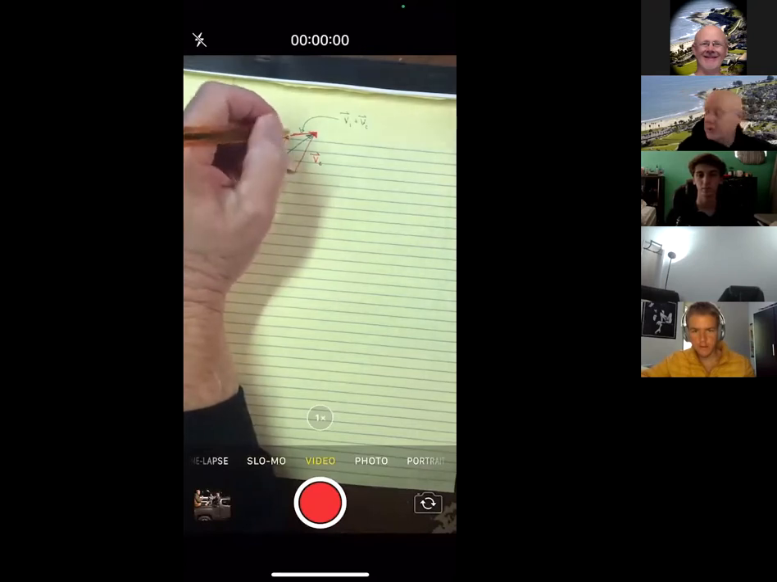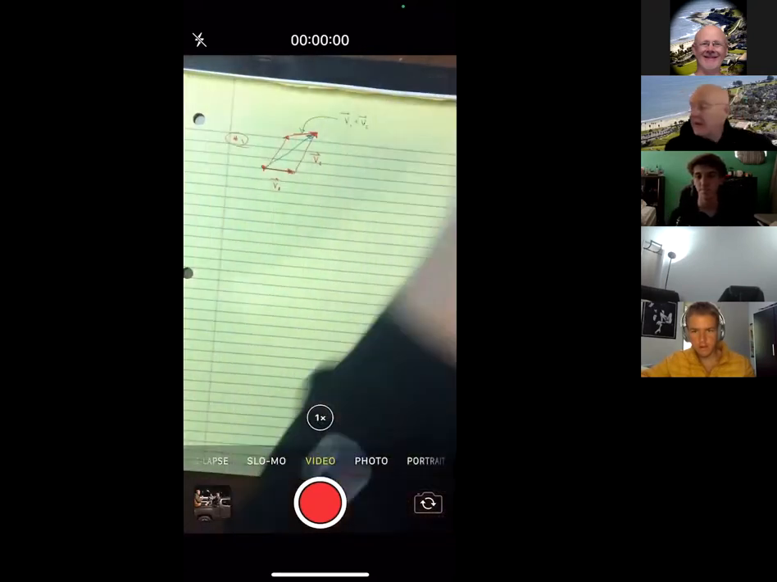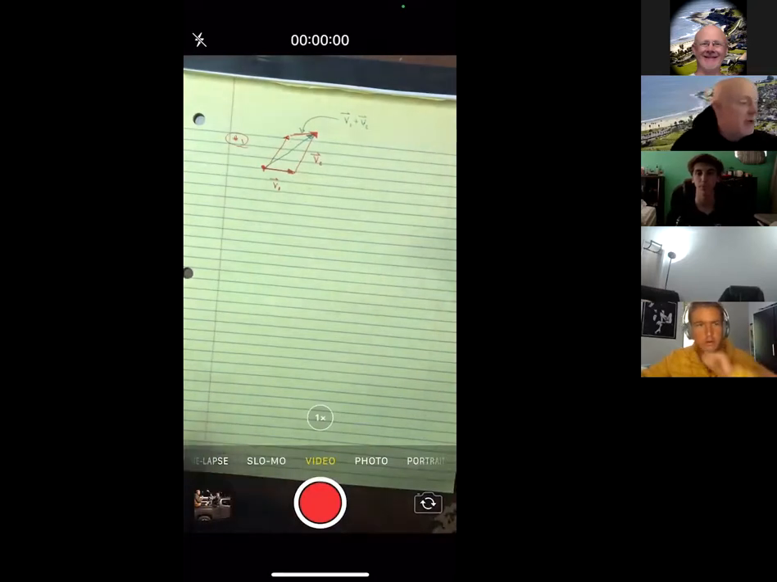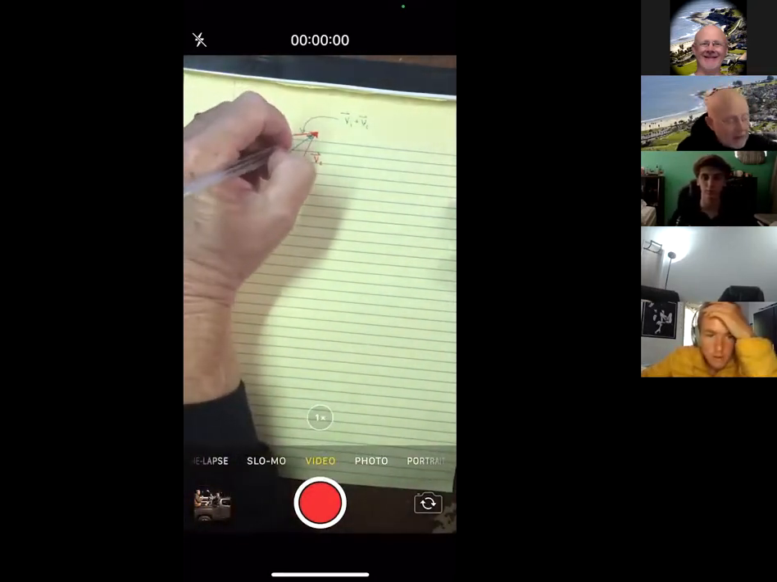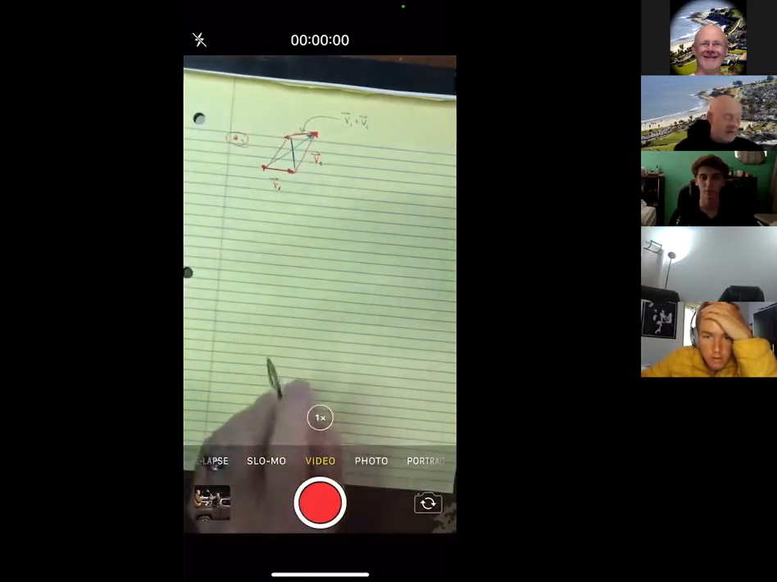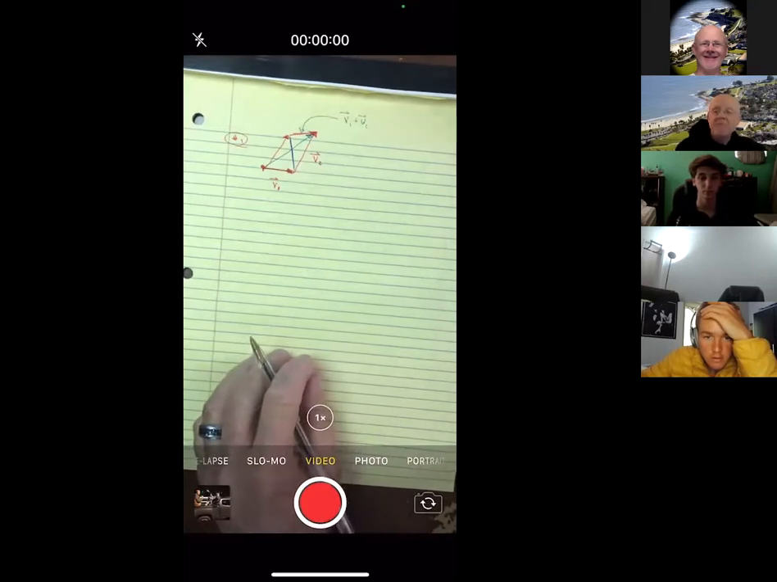What about, now maybe that one's too close to the same color. Let me get a blue here. What about the other diagonal on this parallelogram? What is it?